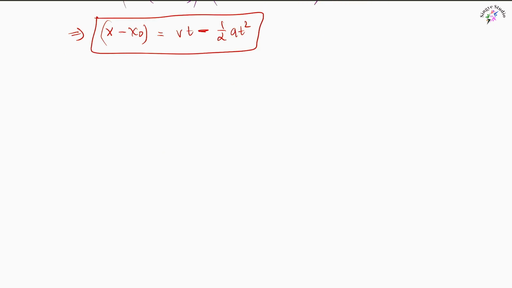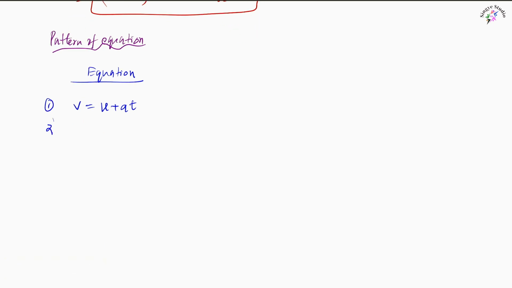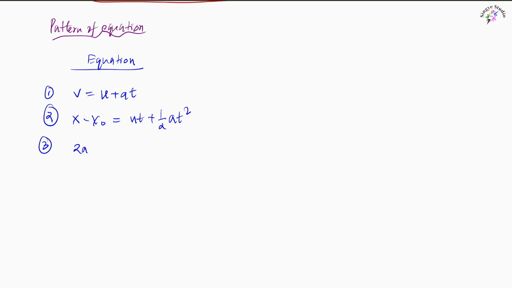Okay, now let us see the pattern of the equations that we have derived, so that we will understand why we have derived so many equations. The number one equation that we have derived is v equal to u plus at. Number two, x minus x naught equals ut plus half of at squared. Number three, we derived 2a(x minus x naught) equals v squared minus u squared.